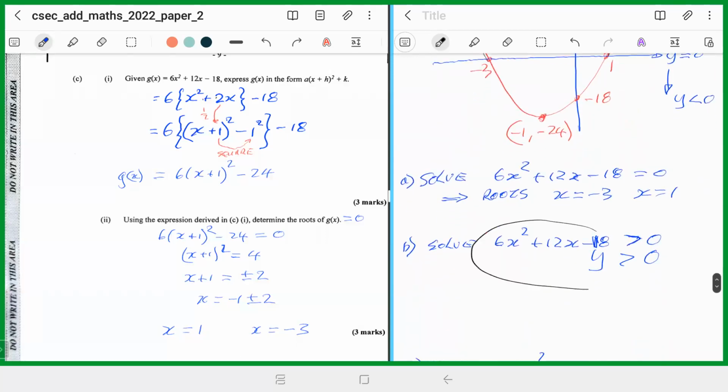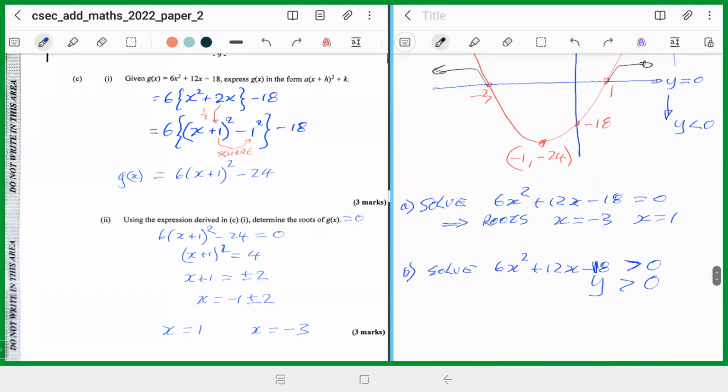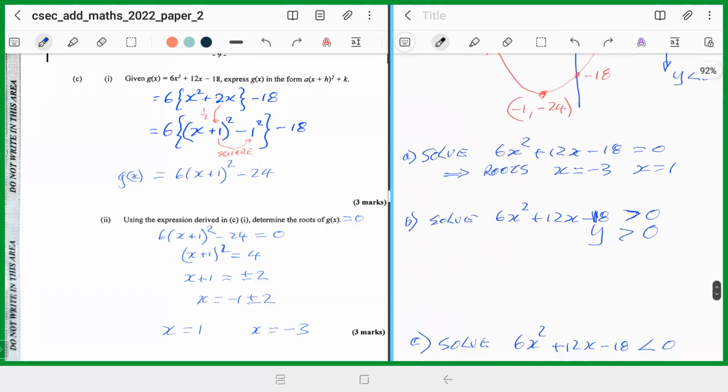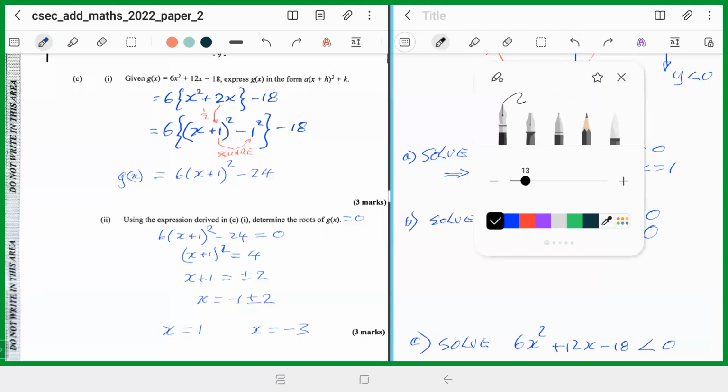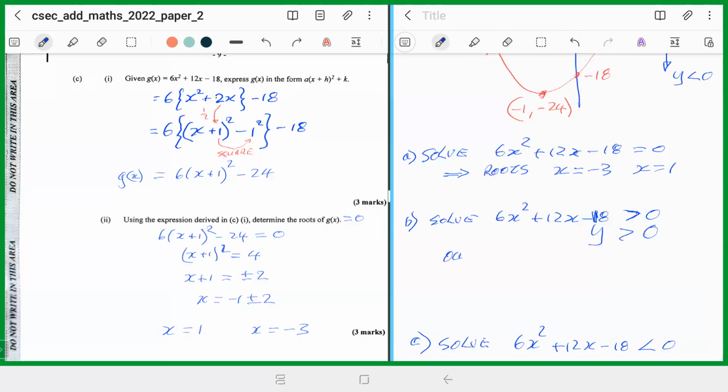This inequality, based on that sketch, my solution is going to be outside the two roots. Outside. I use the term outside, outside the two roots, as compared to between the two roots. So this is my solution for this. So I say this solution are the roots themselves. But this solution now is going to be outside the two roots. Outside the roots.